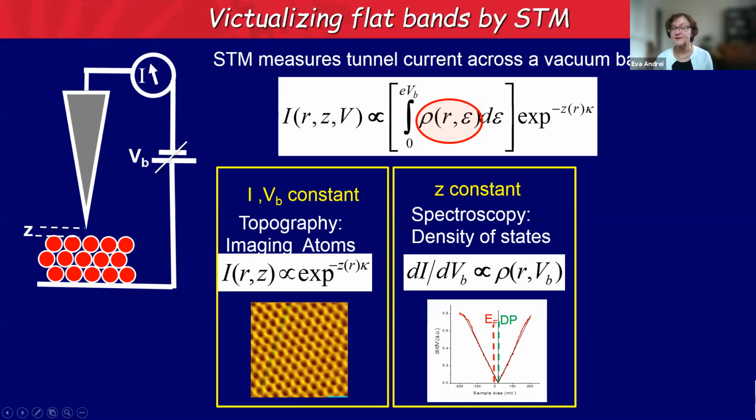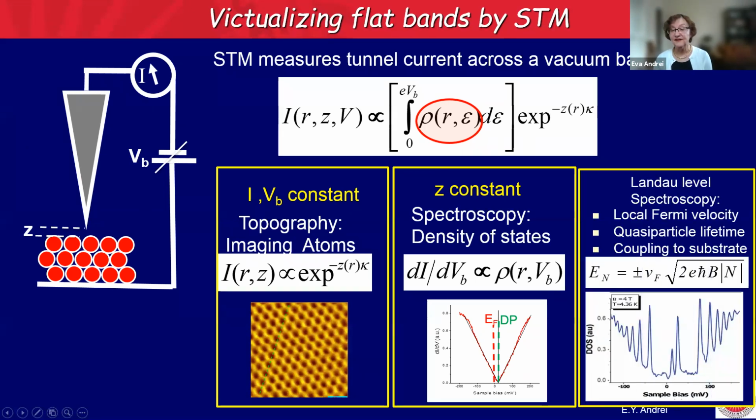With an experiment like this, you can separate the physics of the Dirac point from that of the Fermi energy. Then you apply a magnetic field, and you see the Landau levels pop up beautifully. By fitting this sequence of levels as a function of field and Landau level index, you can extract the local Fermi velocity, the linewidth, which gives you the quasi-particle lifetime, and the coupling to the substrate. So let me start with how we create flat bands with strain.